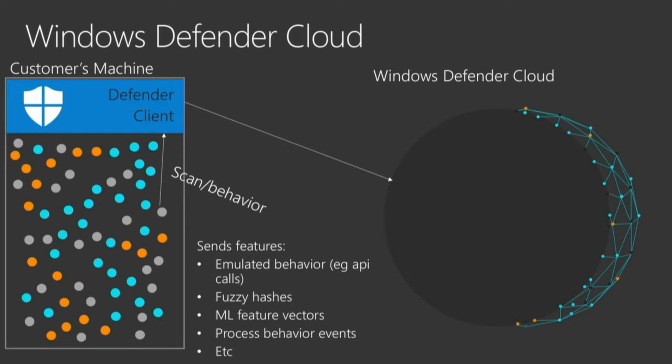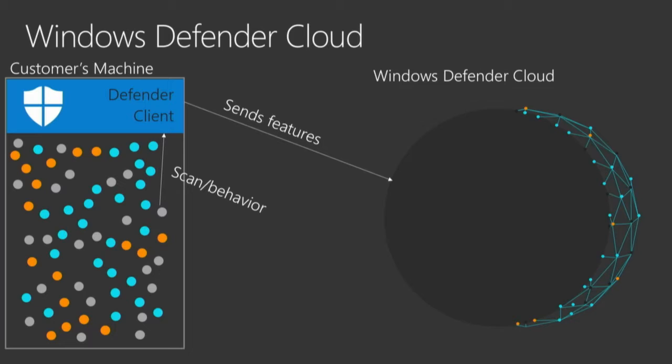This can include things such as the emulated behavior, such as the APIs called during emulation, things like fuzzy hashes, or a lot of specific ML feature vectors that we deploy per file type and per scenario.